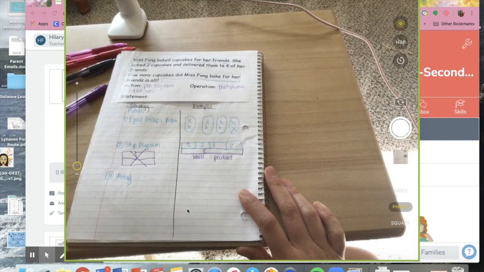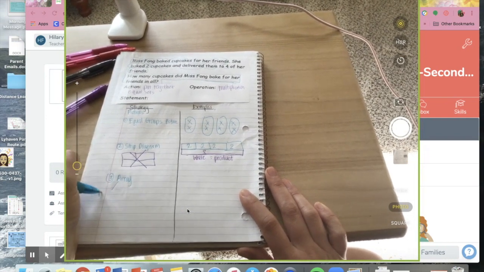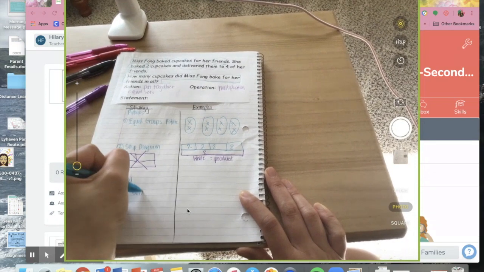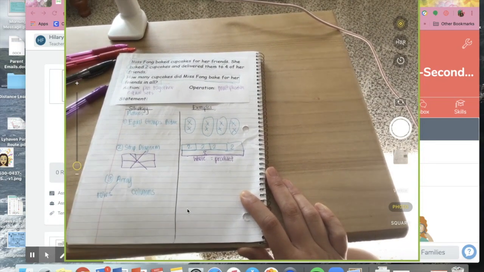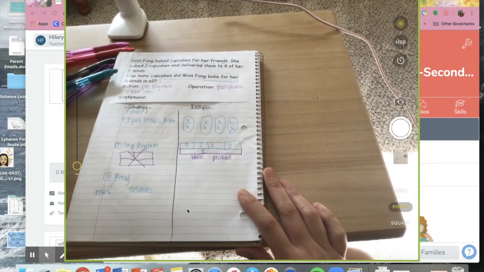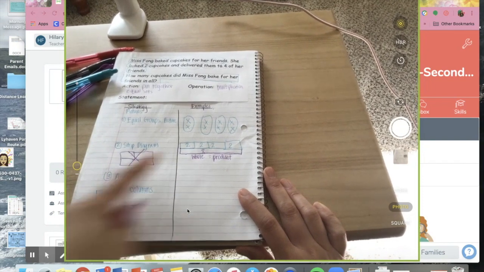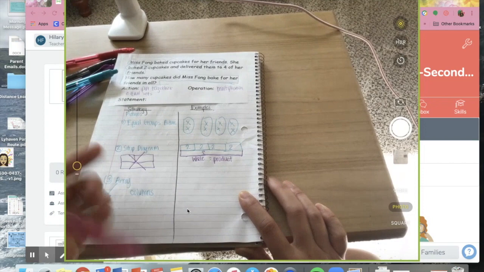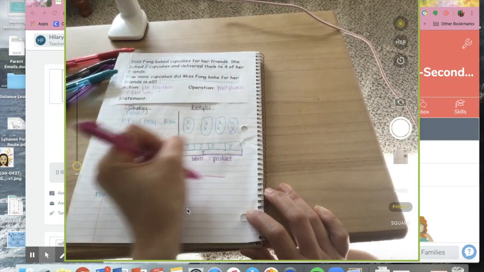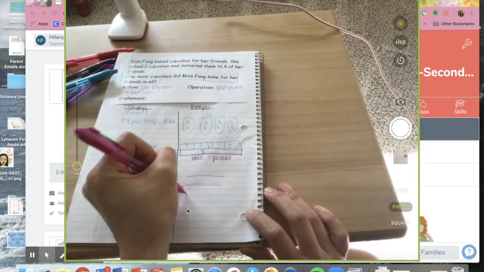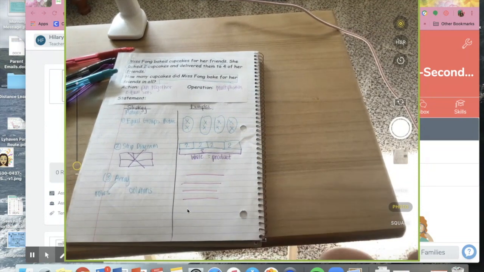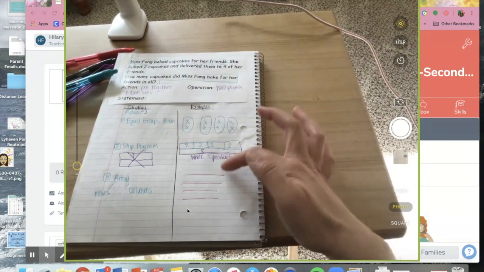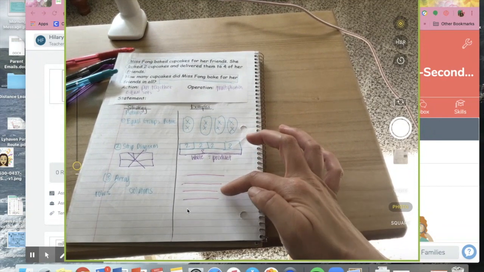Okay? So remember, an array, you can use rows for your groups, or you can use columns. So first I'm going to use my rows. So I'm going to draw my rows. Remember, rows go from side to side or horizontally. So it'd be 1, 2, 3, 4. Each row is a group, or in this case, a friend. Friend 1, friend 2, friend 3, and friend 4.